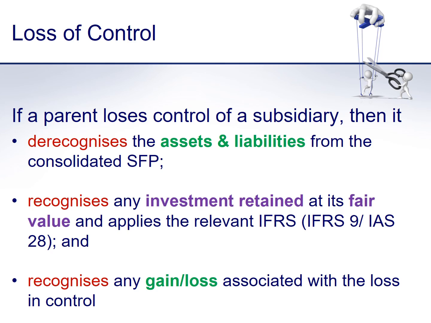Or if I end up with an associate or a joint arrangement, I might have to equity account that under IAS 28, as the case might be. But for purposes of this loss of control event, I will have to measure that remaining investment that I have, if any, at fair value.